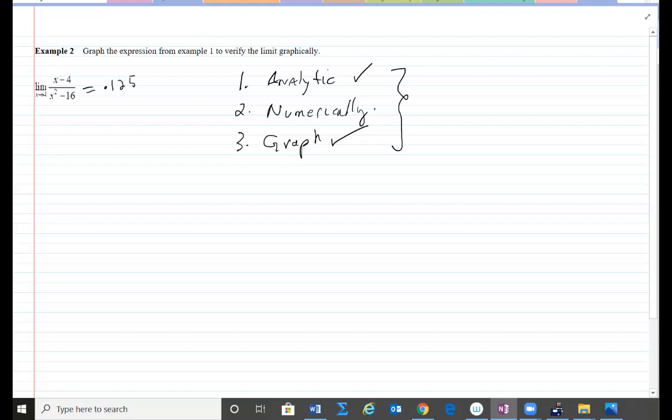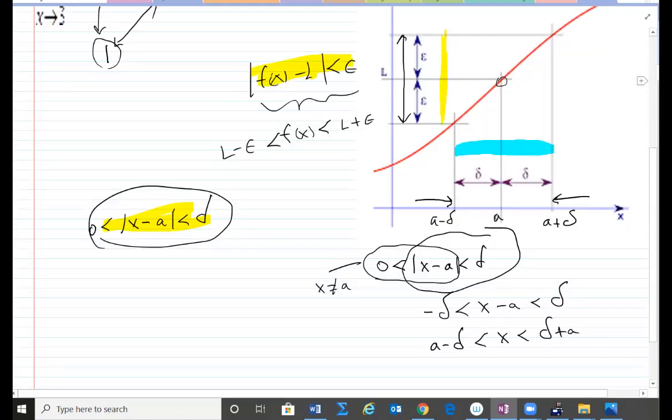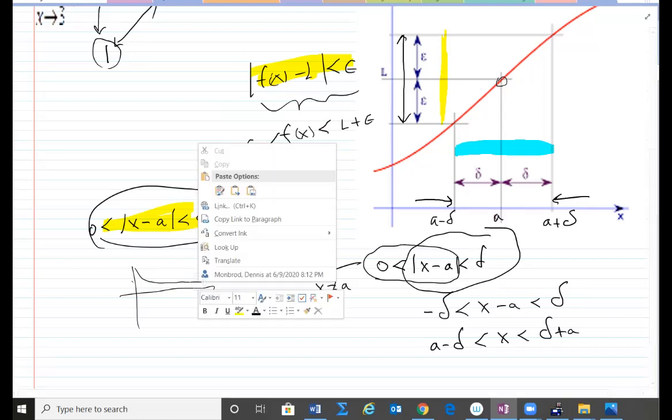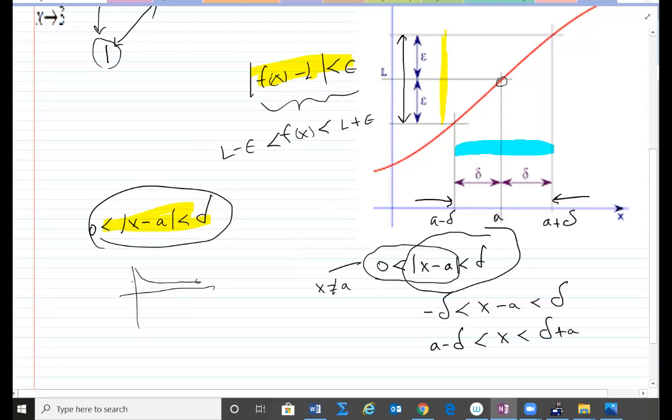Let's see, I lost my video there, but we had that graph coming down. We saw that it was getting closer and closer to the 0.125. But right at that value, there was a hole there. We couldn't see it graphically, but it was there. It was undefined. So that can happen. We'll still have a limit. Okay, so that's just preliminary stuff.